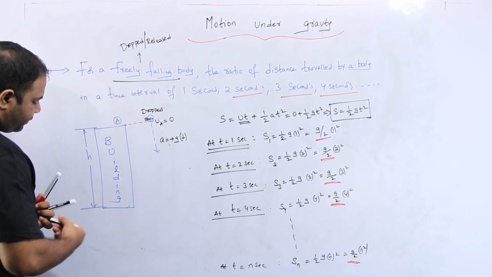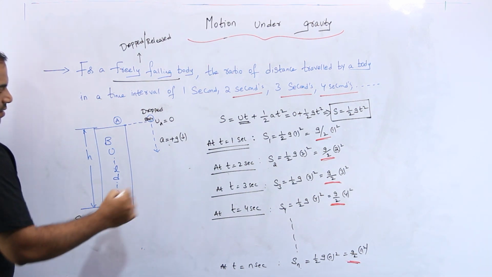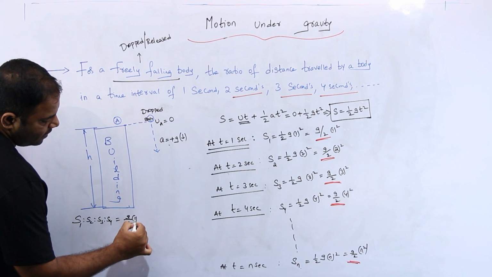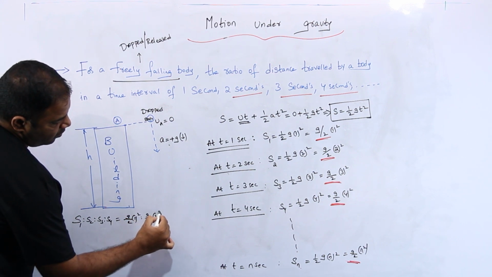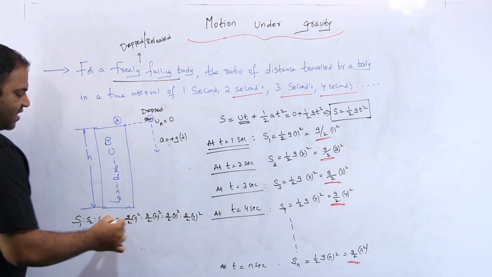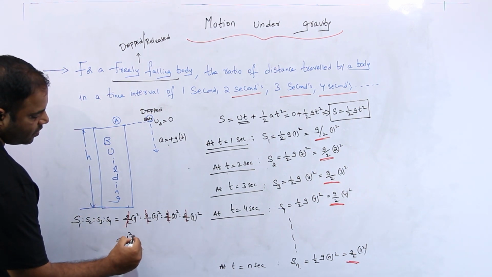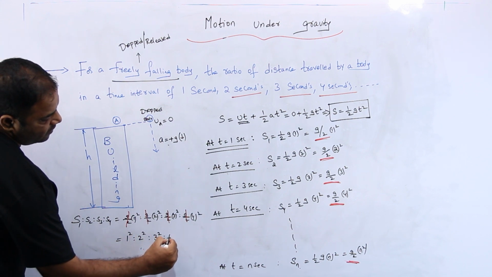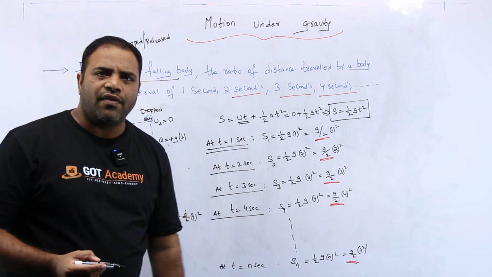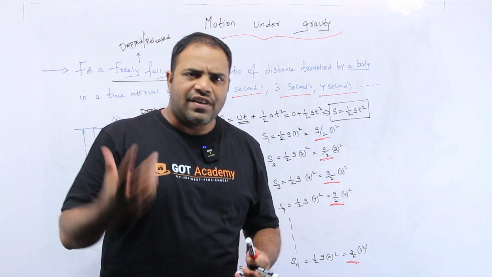So, S1 is to S2 is to S3 is to S4, like this, is equal to g by 2 into 1 square is to g by 2 into 2 square is to g by 2 into 3 square is to g by 2 into 4 square. Since in every case g by 2 is common, I could cancel this. So, now the final answer is 1 square is to 2 square is to 3 square is to 4 square. So, if anybody asks you to find the ratio of distances of a freely falling body for time intervals of 1 second, 2 seconds, 3 seconds, 4 seconds, like that, if it is 1 second, you have to say 1 square.